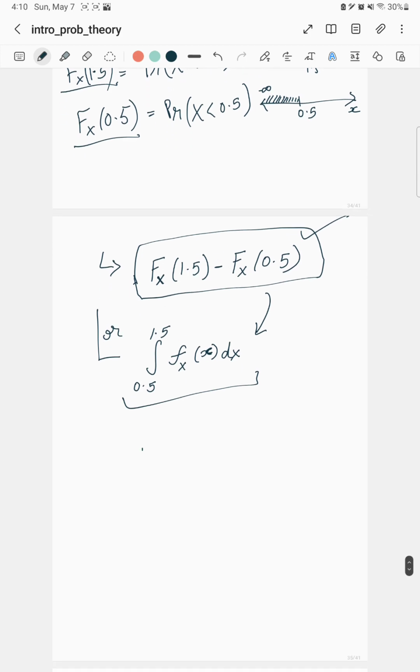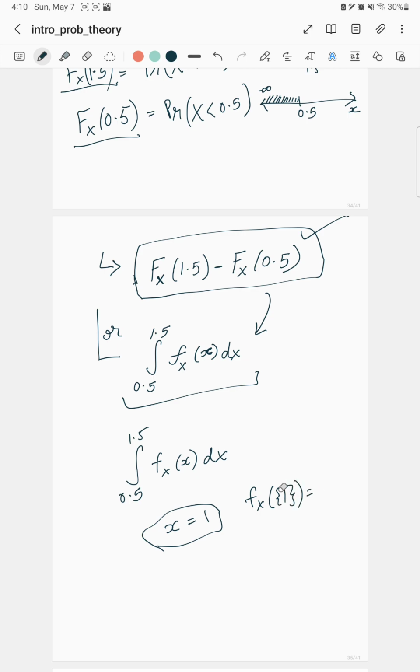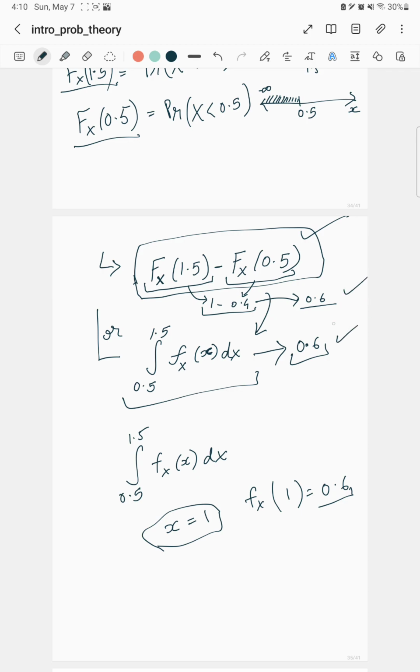So in this example, we know that if we integrate from 0.5 to 1.5 of f_X of x dx, this will take on a finite value only when small x equals 1, and the value at small x being 1 is 0.6, hence this value will be 0.6. And we can verify it from the cumulative distribution function as well. This value was 1, this value was 0.4, and 1 minus 0.4 is 0.6, and both of these match.